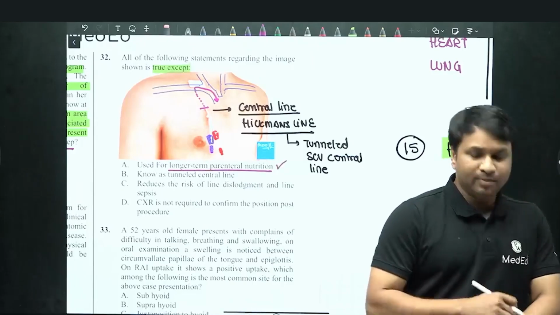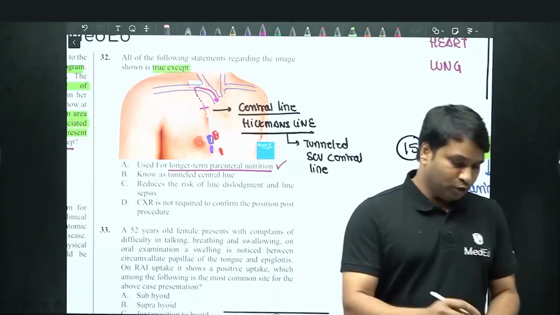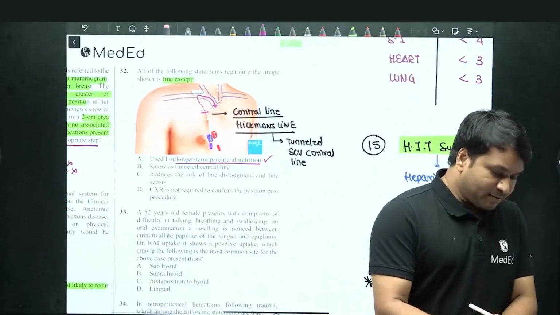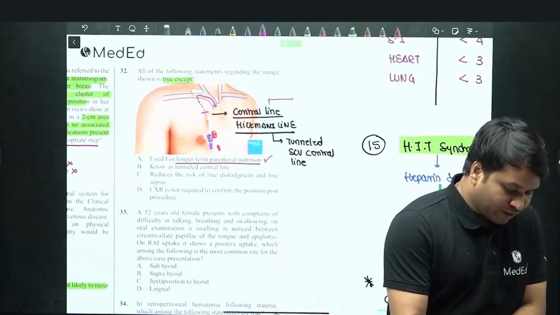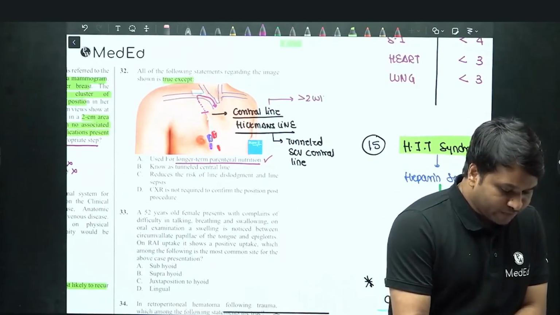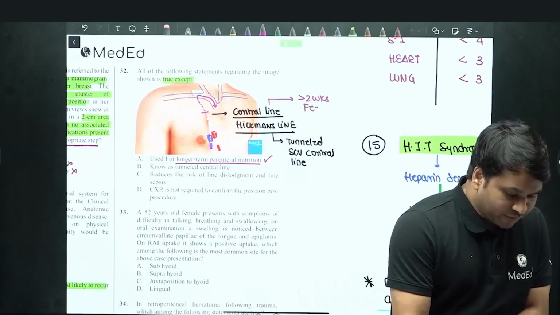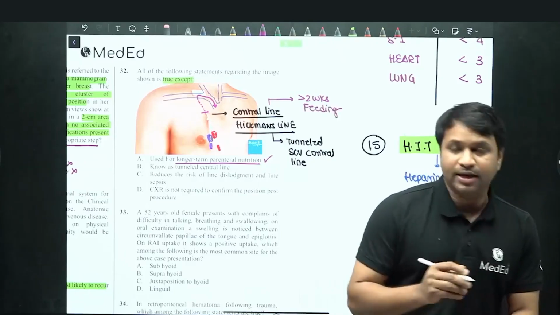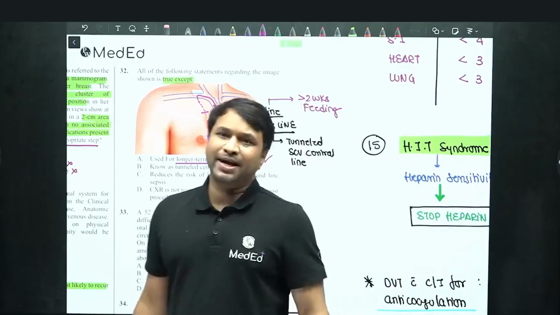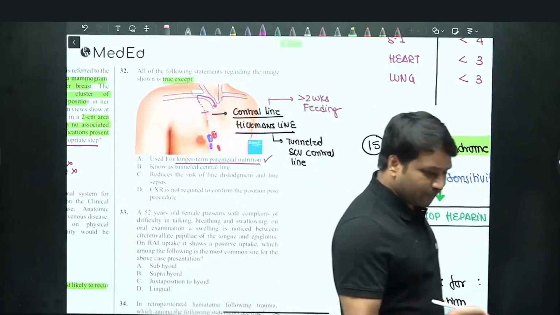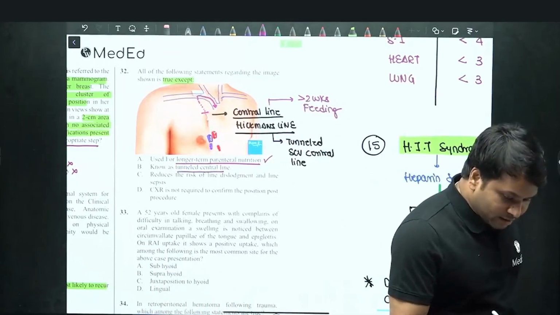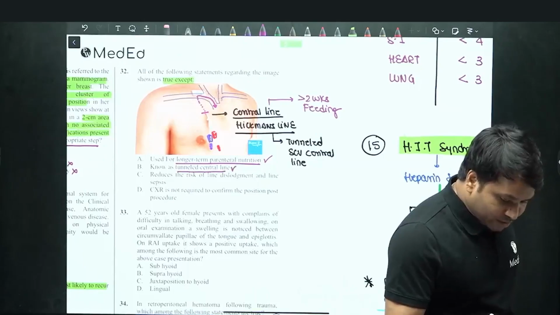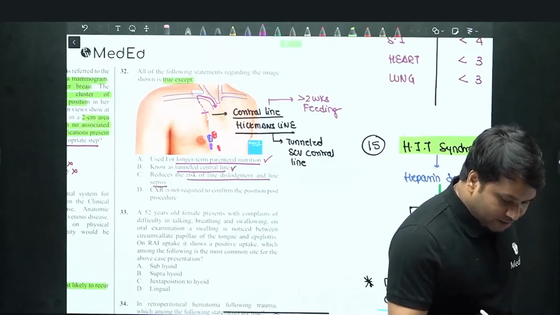That is absolutely correct, because in terms of TPN, central lines are used if you are planning to feed for more than 2 weeks. If more than 2 weeks of feeding is required, then I'll be using central lines. Less than 2 weeks, I'll prefer a PICC, that is a peripherally inserted central catheter. Known as the tunneled central line, this is also correct. It reduces the risk of line dislodgement and line sepsis, correct.